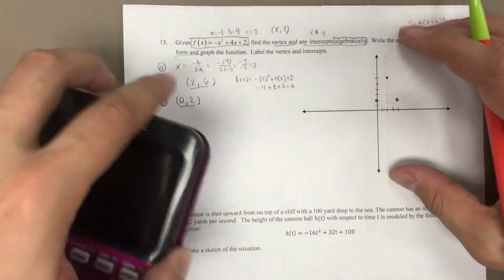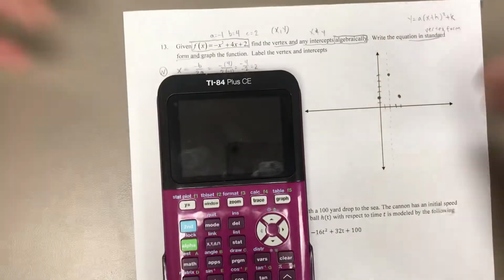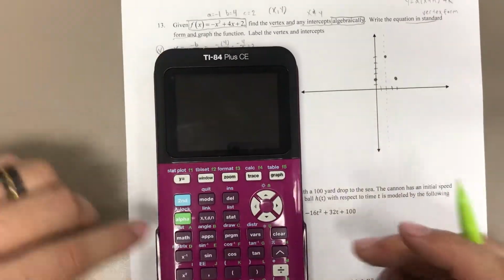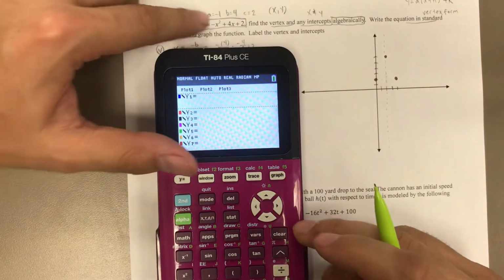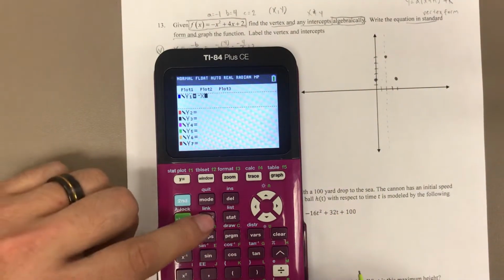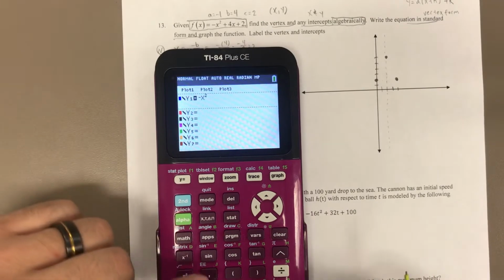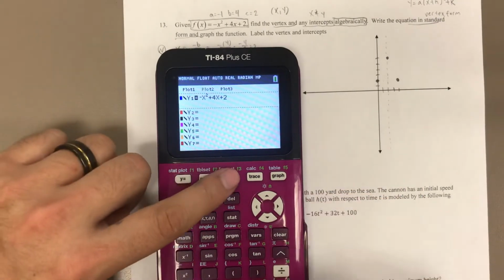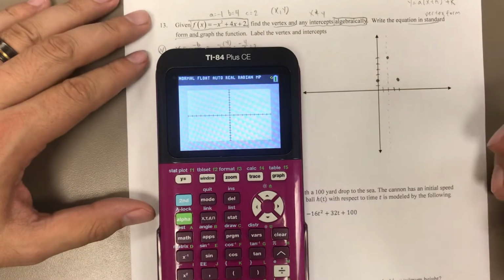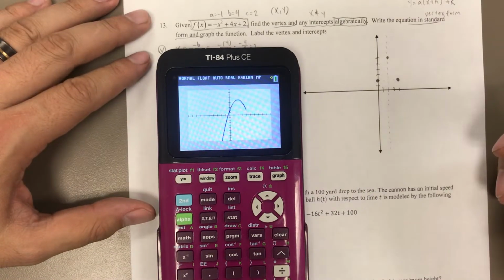You can actually, from here, graph it out. You could even do this at the beginning if you just want to get the graph out of the way. You can plug it into your calculator. In this case, it's negative x squared plus 4x plus 2, and zoom 6. And there's my graph.